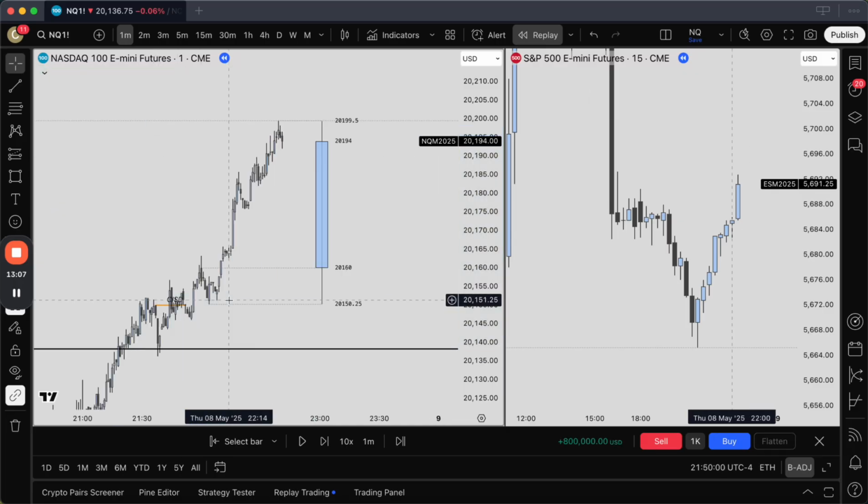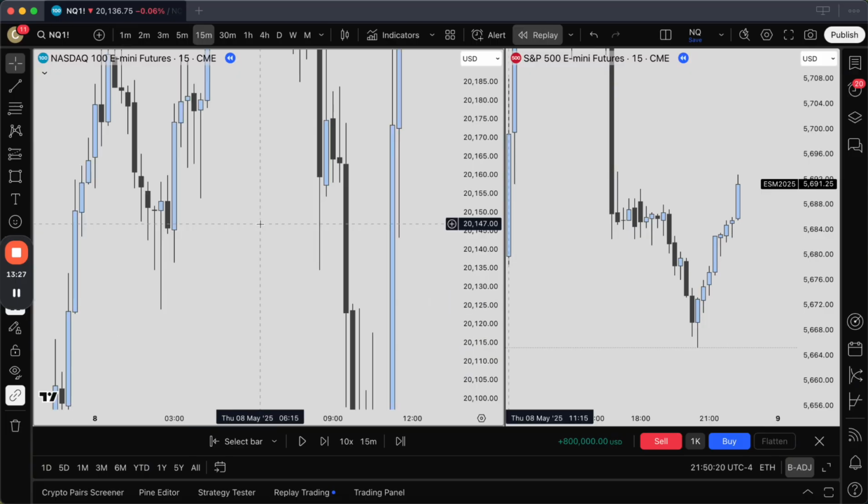So that is exactly how an order block works. Hopefully this video helped you understand order blocks. They are one of the 3 major PD arrays that I use in my model. Like I said before, fair value gaps, order blocks, and breaker blocks.